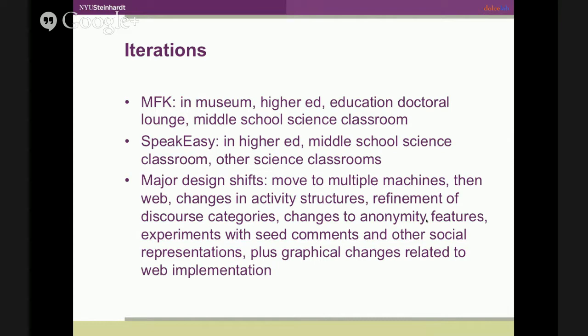Changes in the activity structures that we embedded these tools in, changes to the anonymity features. We experimented with different kinds of seed commenting to kick topics off, different kinds of social representations, and then a lot of tinkering with the user interface because, again, the web at the time was so limited that it was hard to make a usable threaded discussion interface.